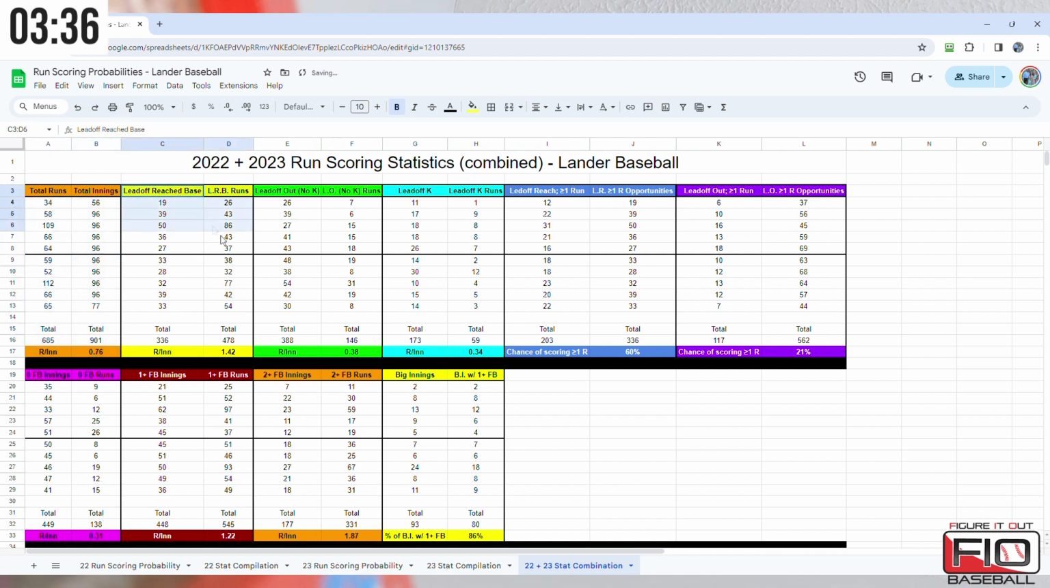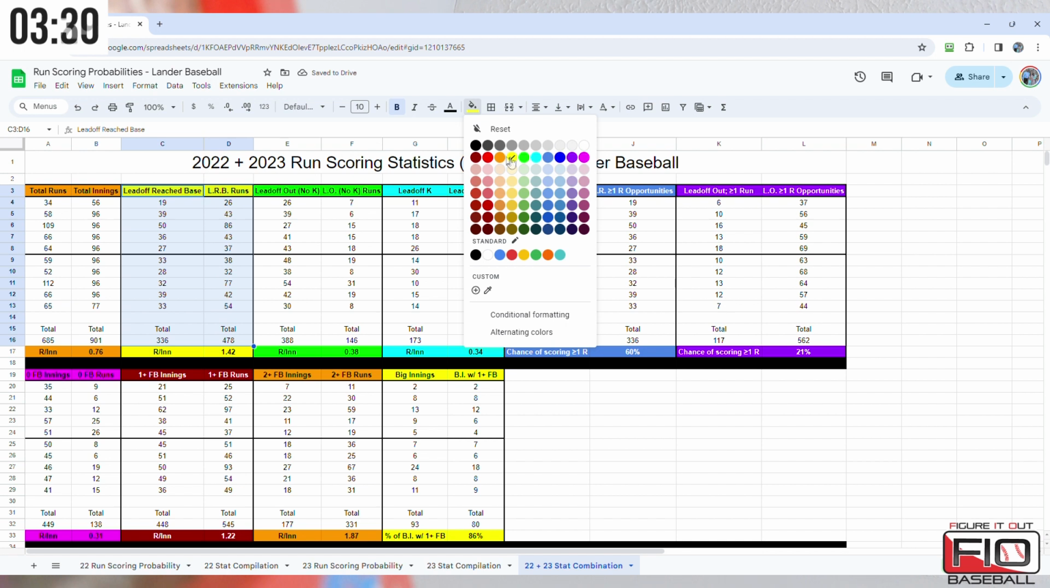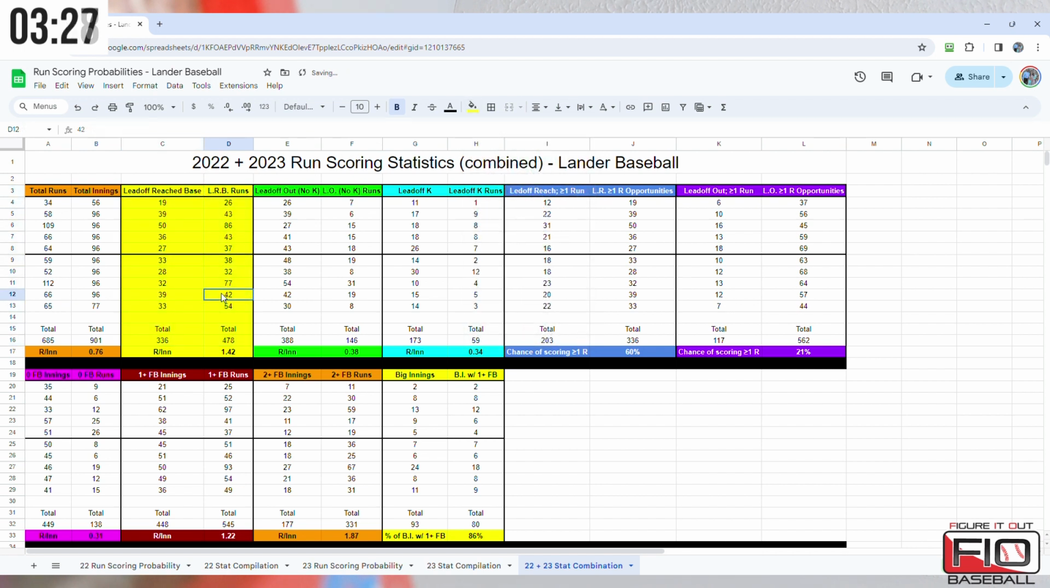And what you see here is when the leadoff man reaches base. How often do we score runs? How many runs per inning? So in 366 total innings where the leadoff person reached base, the team scored 478 total runs. That comes out to 1.42 runs per inning.